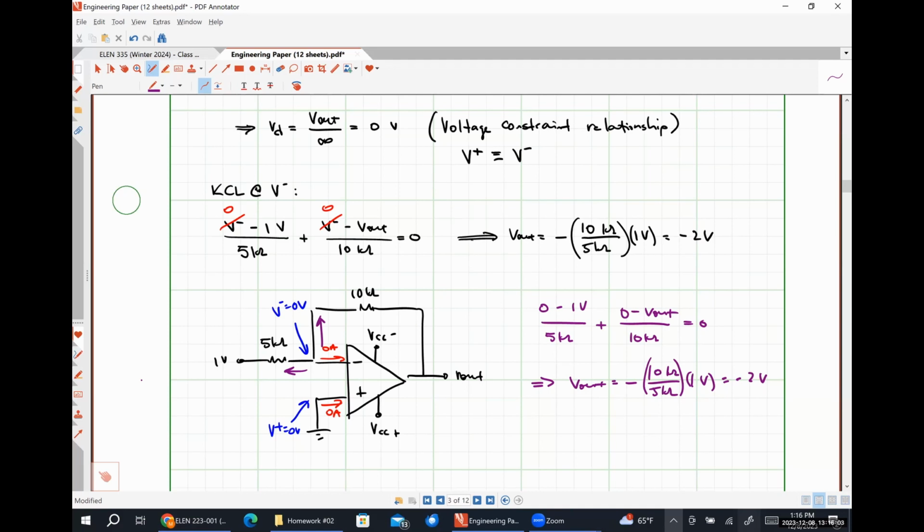Yes, Katie. What is little Rin? So little Rin is the input resistance of our system, not the input resistance of the op amp itself. Little R out is the output resistance of the system, not the output resistance of the op amp itself.